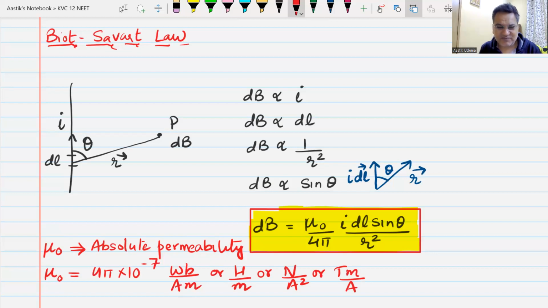Magnetic field due to a small current carrying wire. I'll give you 2 minutes to note it down. If you have any doubts, please feel free to ask me. Then we move ahead. Now, remember, we have already seen that magnetic field is a vector quantity.